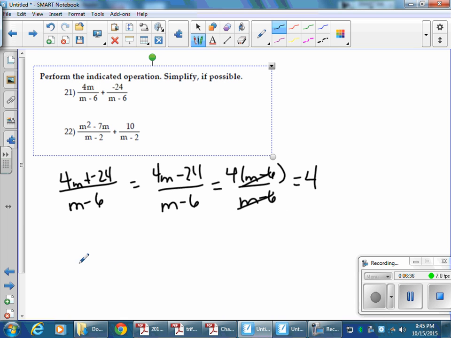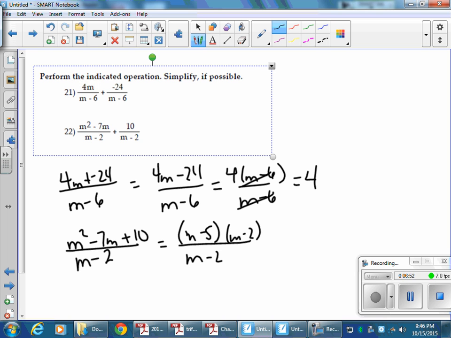Alright, 22. On the bottom is m minus 2, and on the top is going to be m squared minus 7m plus 10, because they're both over that, and I can write it over one fraction. So I'm going to factor that top. It becomes m minus 5, m minus 2, and the m minus 2's cancel, and my answer is just m minus 5.